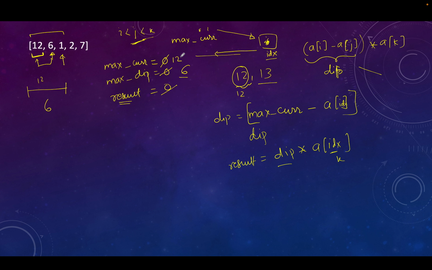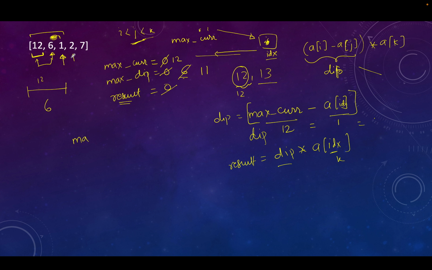And maximum so far is still 12, maximum dip is still 6. Because if you see here, it's 5 only. In fact, we will check max so far minus current. So max so far minus current is 12 minus 1, so dip is 11, which is better than previous dip. So now dip becomes 11.